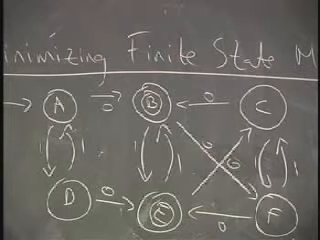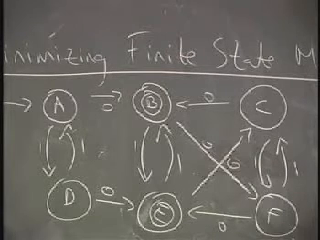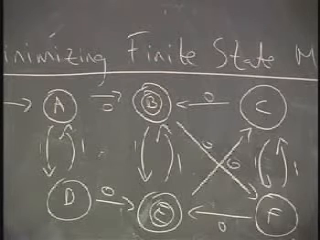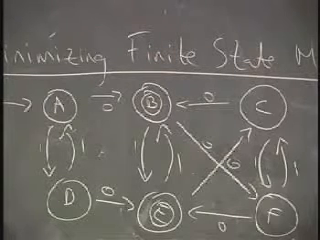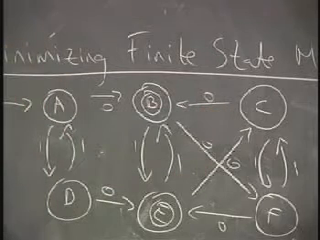So the arrow going from E to C doesn't make a difference? Doesn't make a difference as far as distinguishing D from C? Yeah.